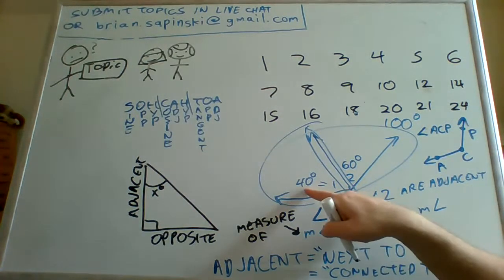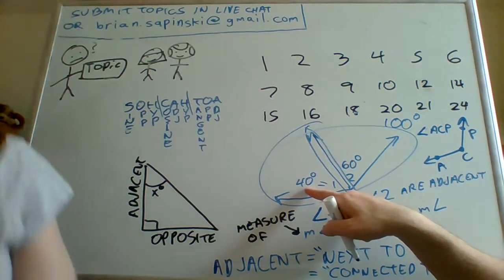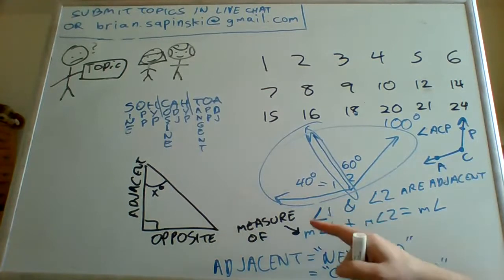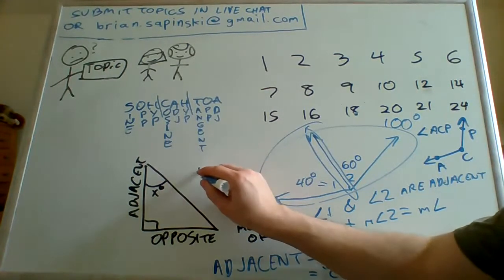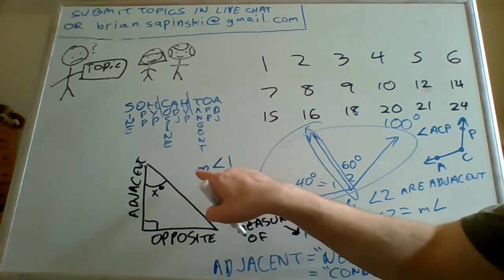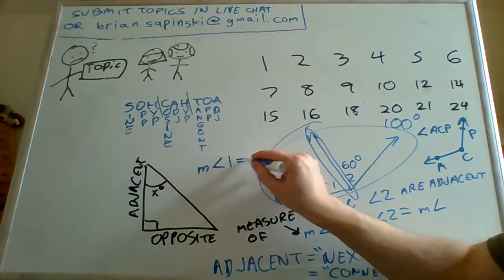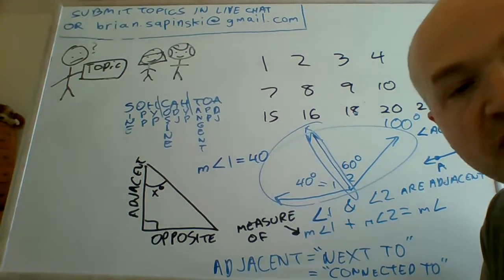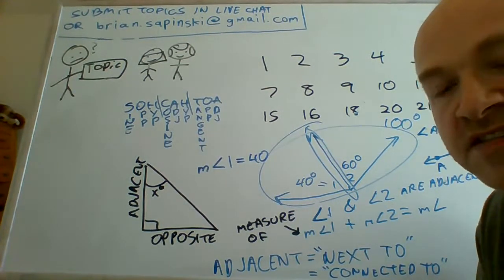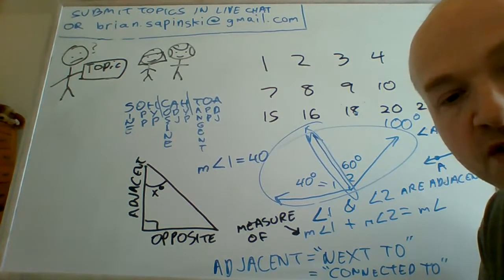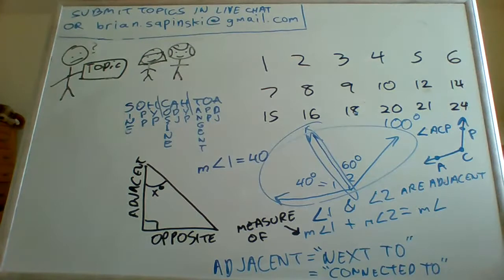So like, for instance, in the example I made here, with angle 1, I put 40 degrees there. So if you wanted to put it in an equation sense, you would say the measure of angle 1 equals 40. So that's how you translate that. Okay, so that's the nature of that particular setup there. I hope that makes sense.